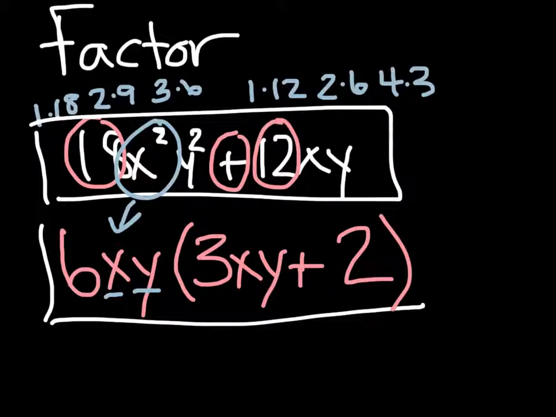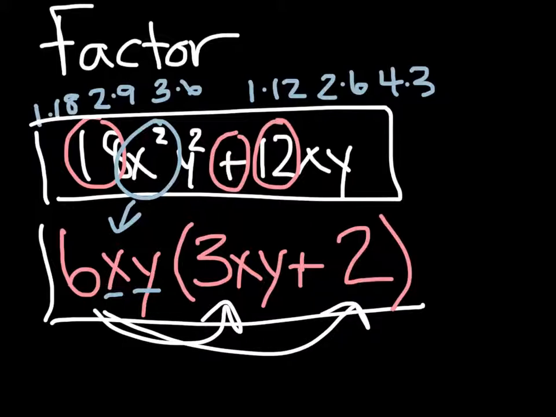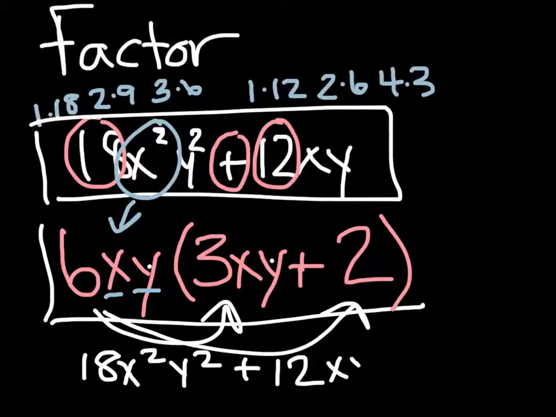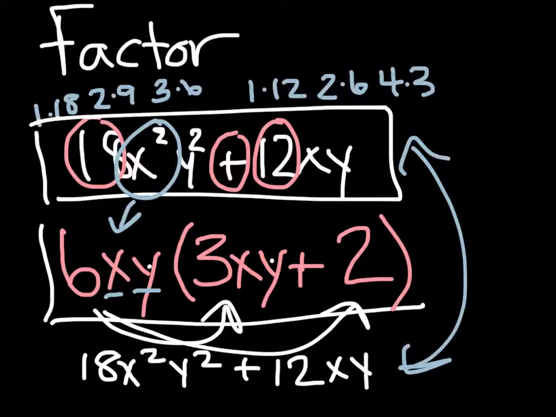Now if I multiplied this out, there and there, I would get 6 times 3 is 18, x times x is x squared, y times y is y squared, plus, and then I take my 6, multiply it by 2, 12xy. See, these two are equal to each other. So that's how we know that our answer is correct.